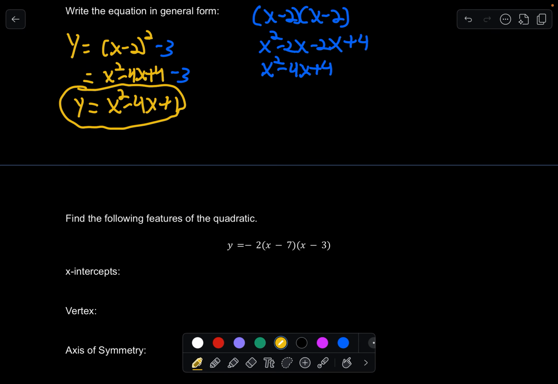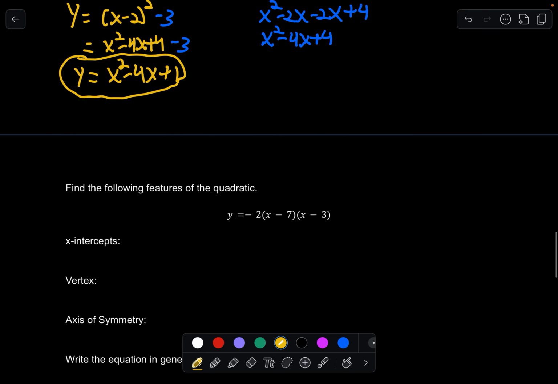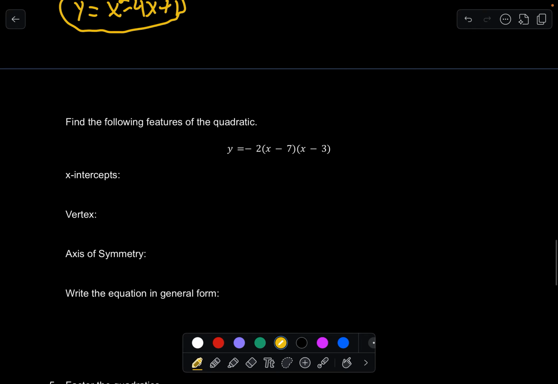On the next one, again, you're going to have to remember to FOIL out to multiply two binomials. So find the following features of the quadratic, the x-intercepts. All right, well, that's easy. The x-intercepts are going to be (7, 0) and (3, 0). Remember, you just set each of these equal to 0 and solve. Notice I wrote them as ordered pairs. I'd like you to too, because the x-intercept is an ordered pair.